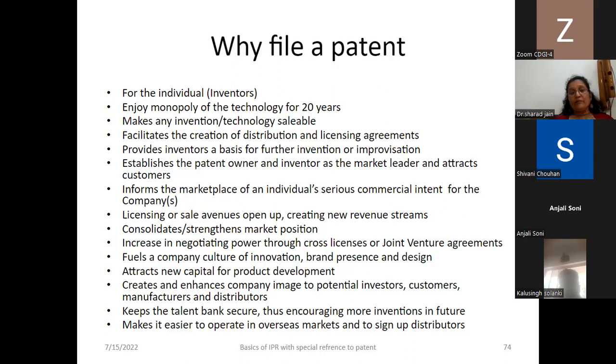Means if I am creating something new and I am getting a patent on that, and if I want some improvisation, then I can do it on my product and get a further patent. So that is also my right of improvisation in that product or process. Then it establishes the patent owner and inventor as a market leader and attracts customers because it has novelty. It informs the marketplace of an individual's serious commercial intent for the company. Licensing or sale avenues open up, creating new revenue streams.